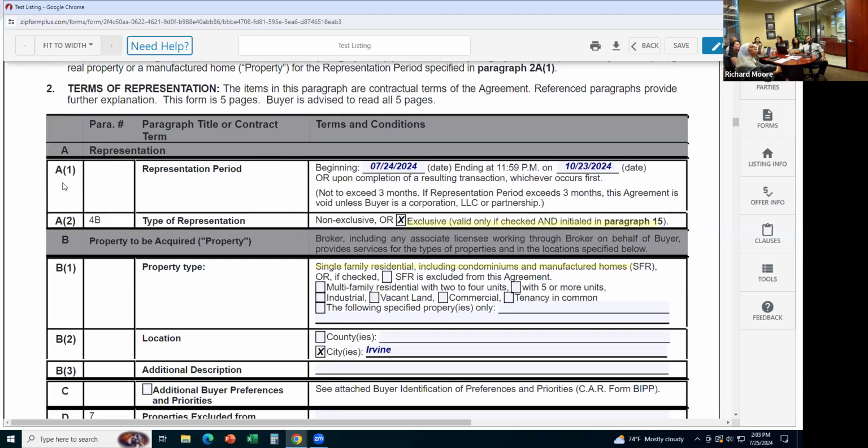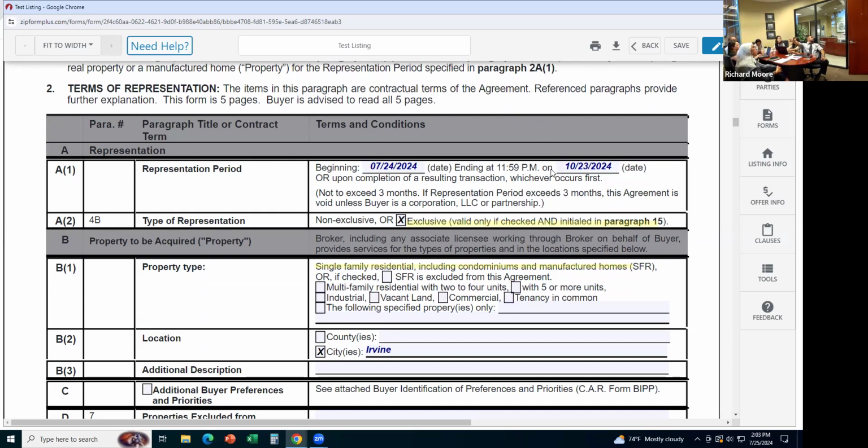In section A1, representation period, you're going to enter the beginning date, and it cannot exceed 3 months. So it can be 1 month, 2 months, but it cannot exceed 3 months. So you would enter a beginning date and an ending date here.